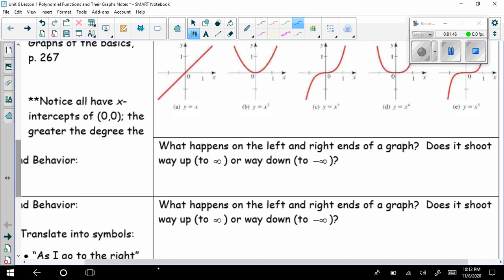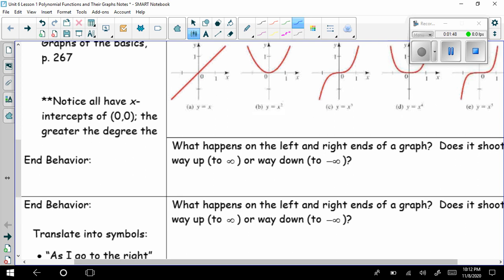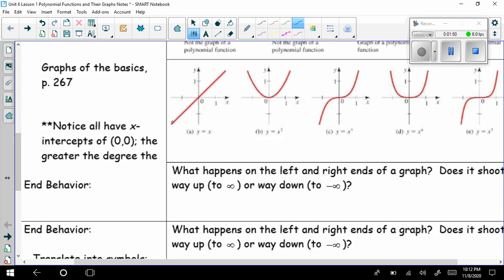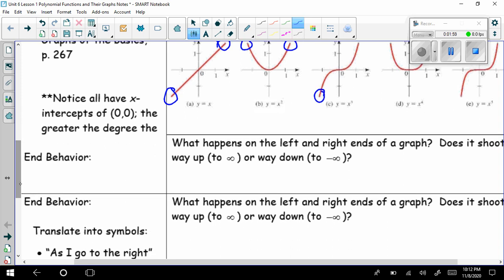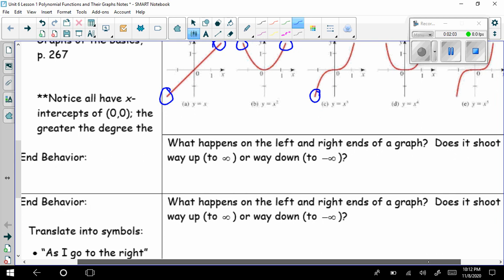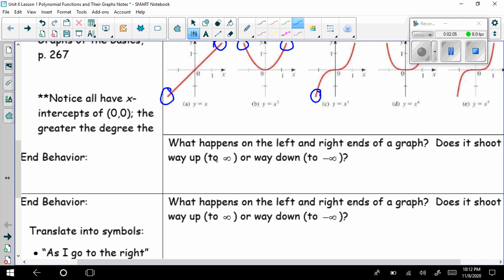All right, so looking at what's called end behavior. And end behavior is exactly what it sounds like. We're looking at the ends of the graphs and determining what is happening. Where is it heading, or where is it coming from? Okay, so what happens on the left and right ends of the graph? Does it shoot way up, like toward infinity, or does it go toward negative infinity?